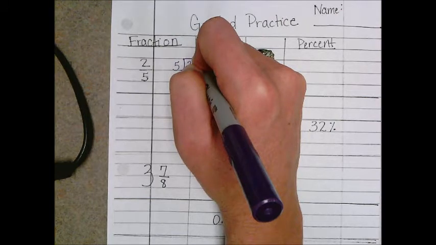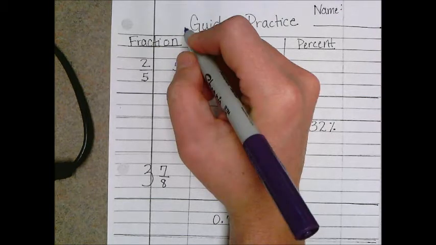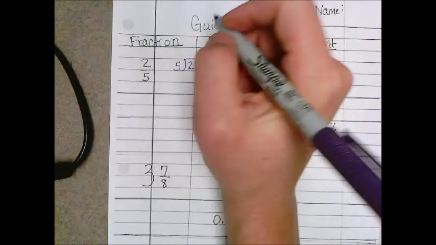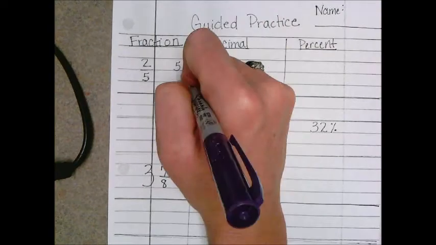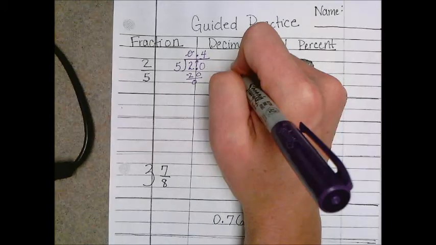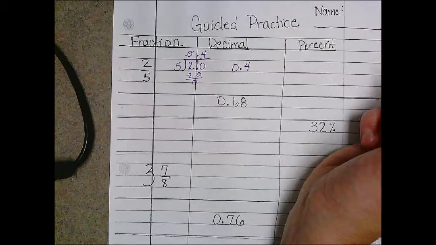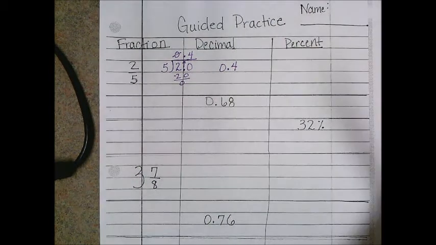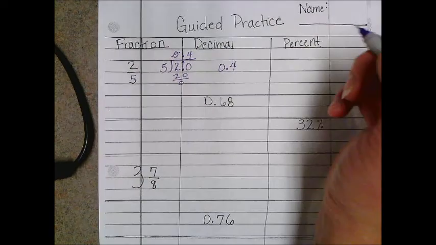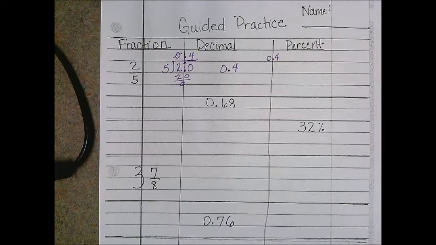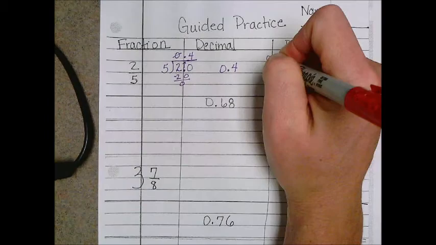Now I ask myself, can 5 divide 20? And the answer to that is yes. It will go in 4 times with nothing left over. So my decimal is 0.4. Okay? And then going back, recalling what I know about decimals and percents, you can look back at your guided notes. I've got 0.4, and it tells me if I'm moving my decimal, I got to move it 2 spaces to the right. If there's nothing there, add a 0 as a placeholder.